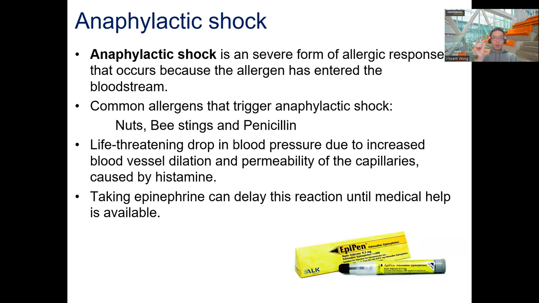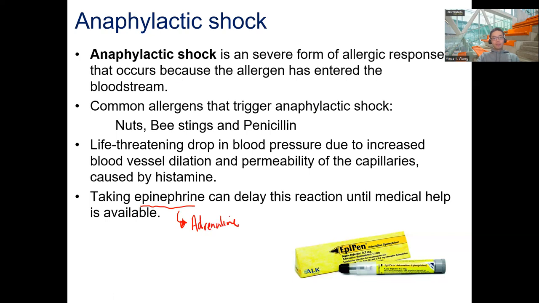And so there is a narrow window for someone who is experiencing anaphylactic shock that you could reverse the process, right? And to reverse it, you would give them the EpiPen. Okay, the EpiPen stands for epinephrine. And epinephrine is just another word for adrenaline.